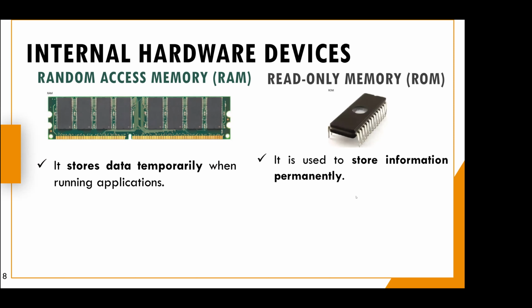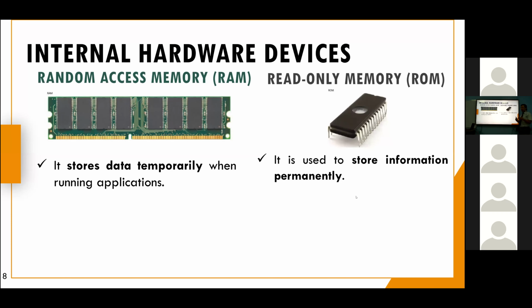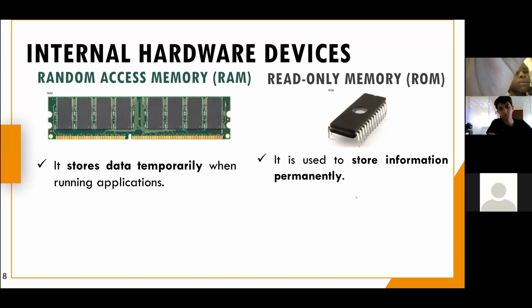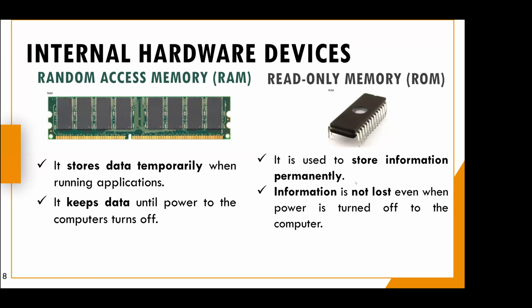Generally, and maybe for all of them, it is installed by the company, and after that you cannot change it, if you don't have any special machines or hardware machines in your home. As you see, RAM keeps data until power to the computer system is off. We mentioned that. And the information is not lost in the ROM, even when power is turned off to the computer.